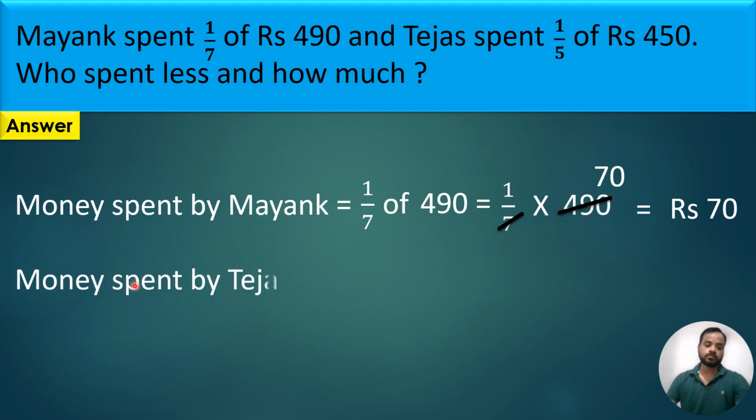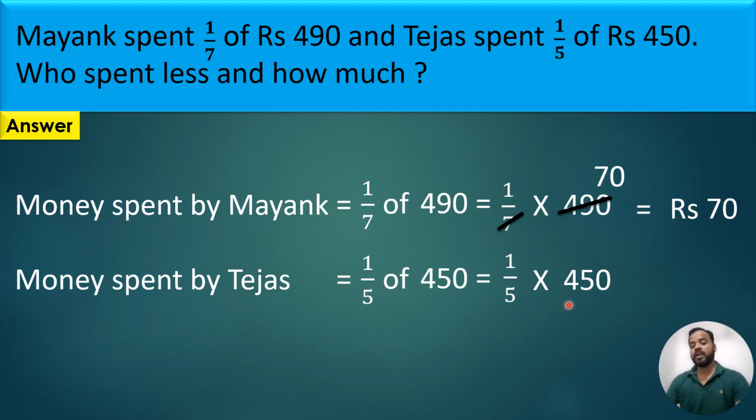Now money spent by Tejas is equal to 1 by 5 of rupees 450. So 1 by 5 of 450 is equal to 1 by 5 into 450, as of means multiplication. Now we cut 450 by 5. 5 9s are 45 and 0. So we get 90. So Tejas spent 90 rupees.